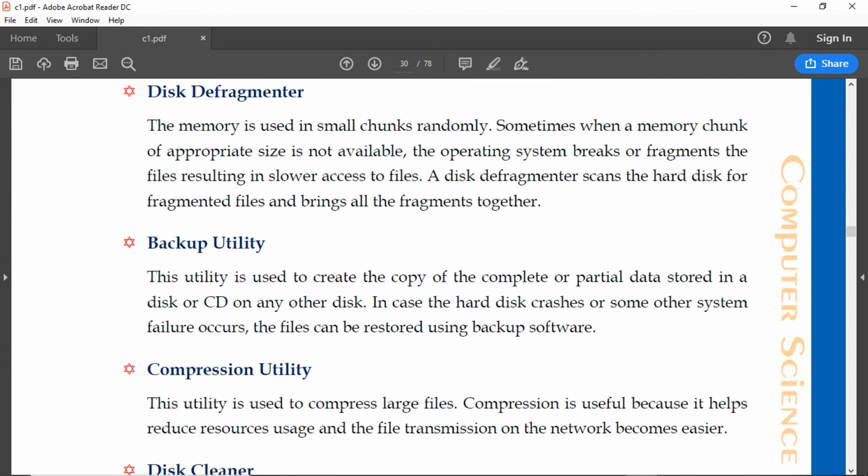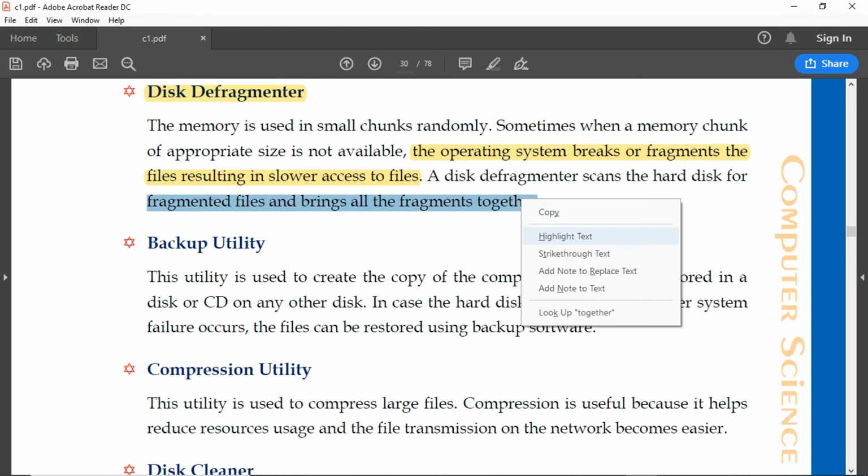31. Disk defragmenter. The memory is used in small chunks randomly. Sometimes when a memory chunk of appropriate size is not available, the operating system breaks or fragments the files, resulting in slower access to files. A disk defragmenter scans the hard disk for fragmented files and brings all the fragments together.